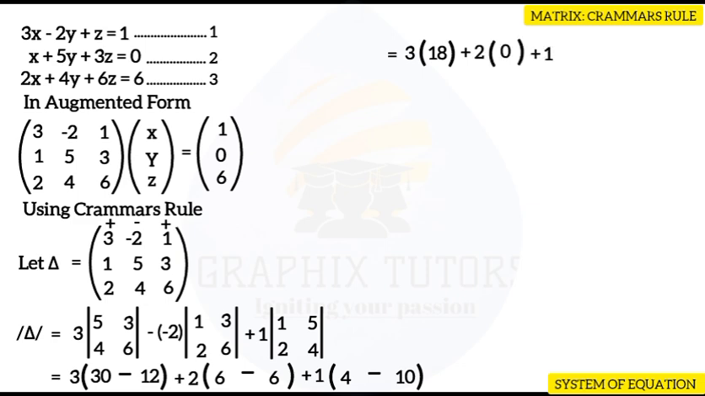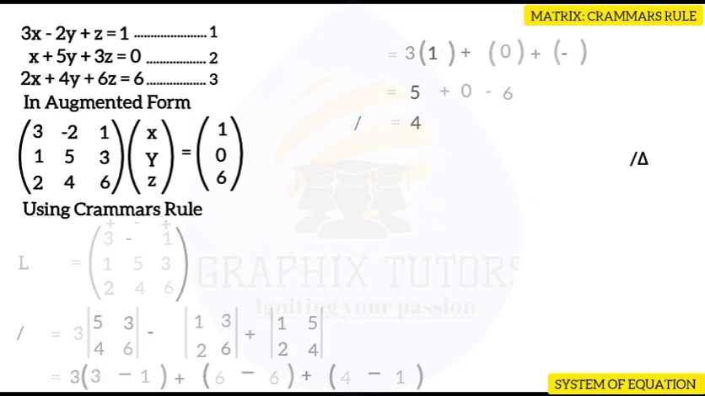Plus 1, 4 minus 10 is minus 6. This will give me 3 times 18 is 54. 6 minus 6 is 0, right? That is 2 times 0 is 0. And 1 times minus 6 is minus 6. So 54 plus 0 minus 6 will give us what? 48. Are we there? So we are done with the delta here.